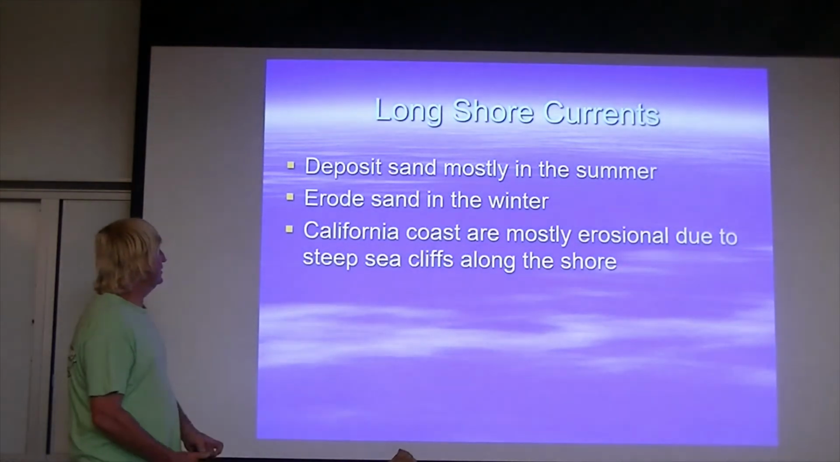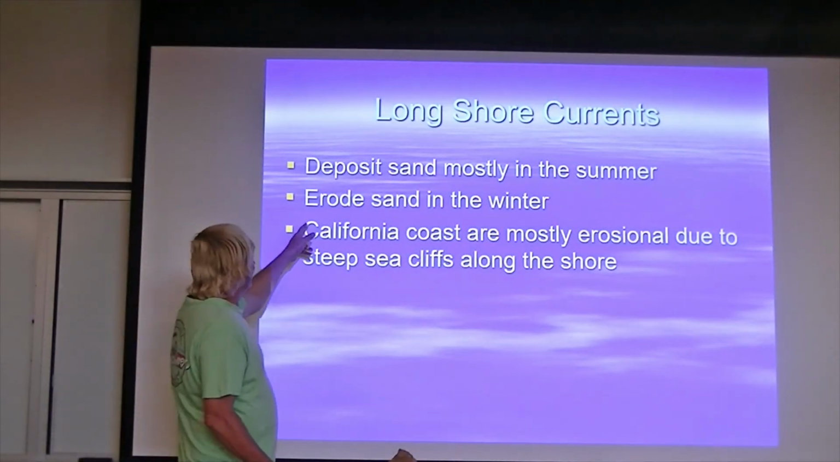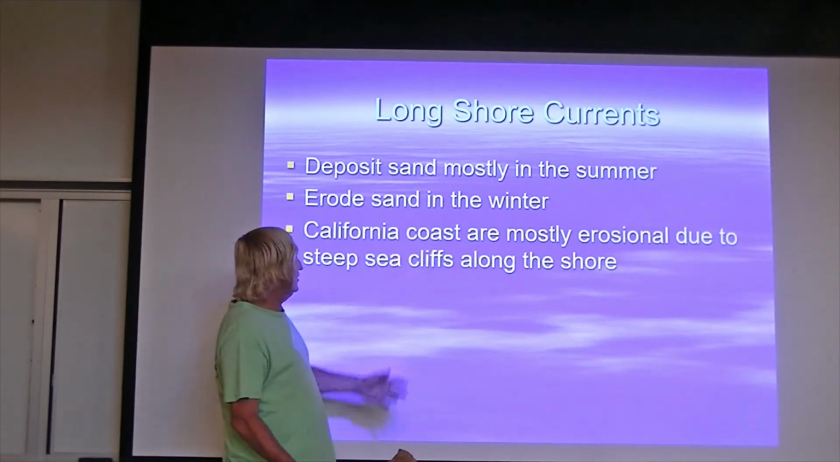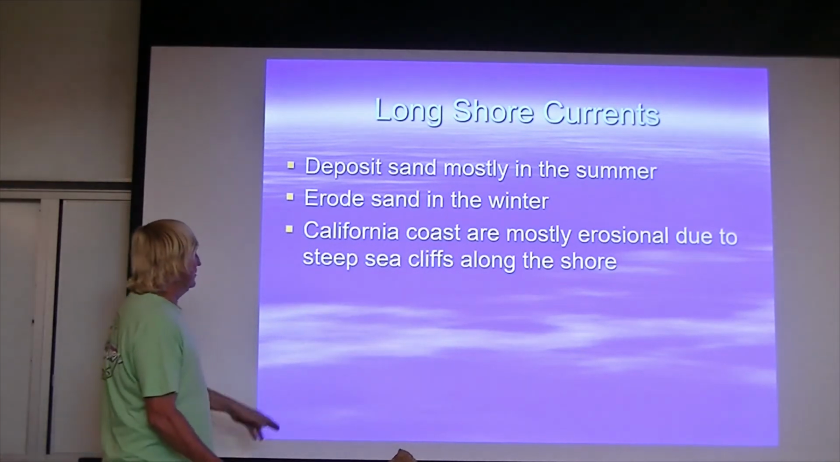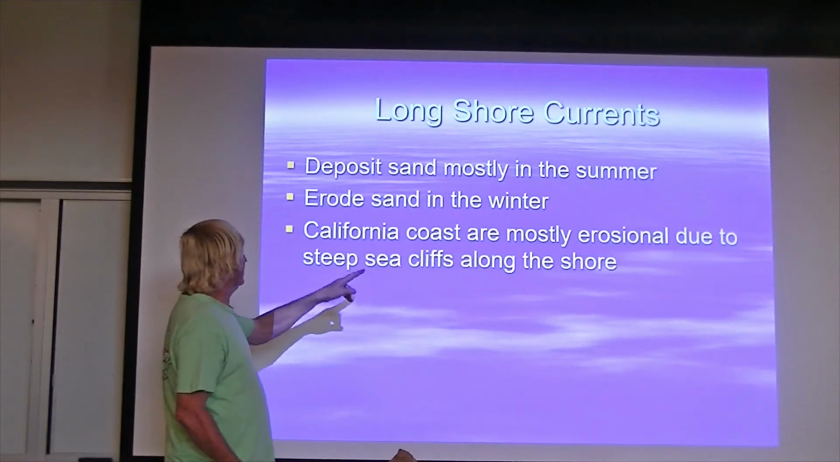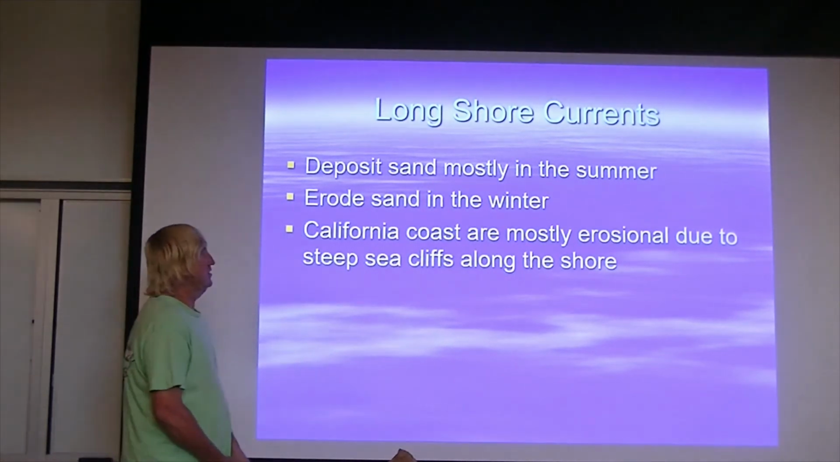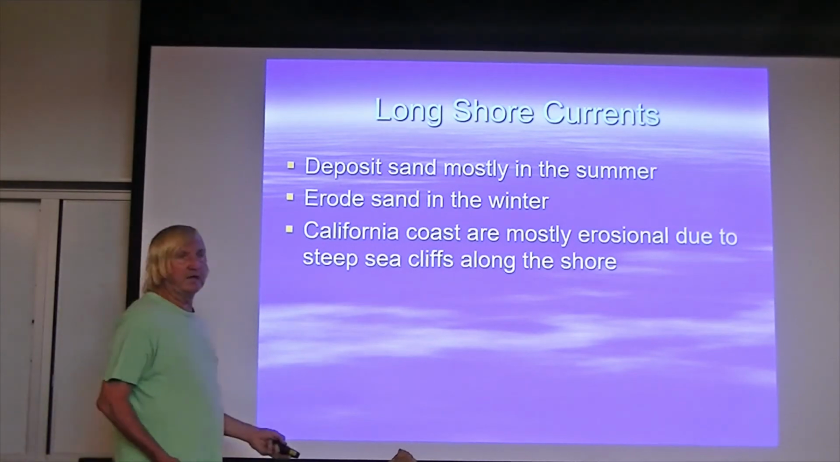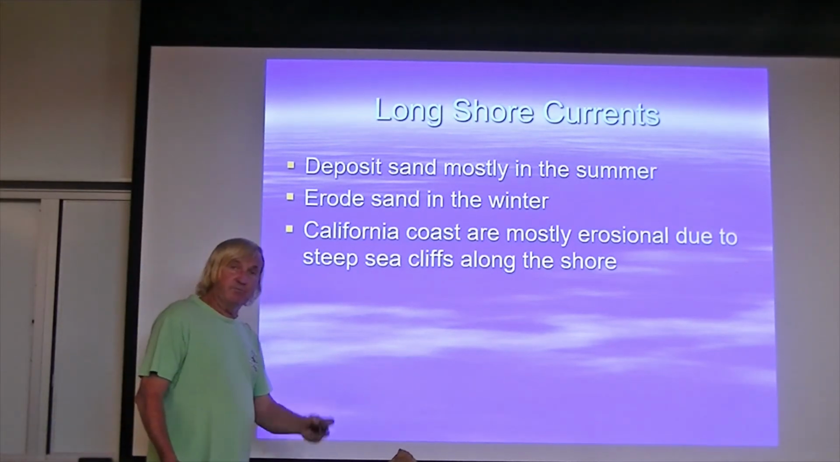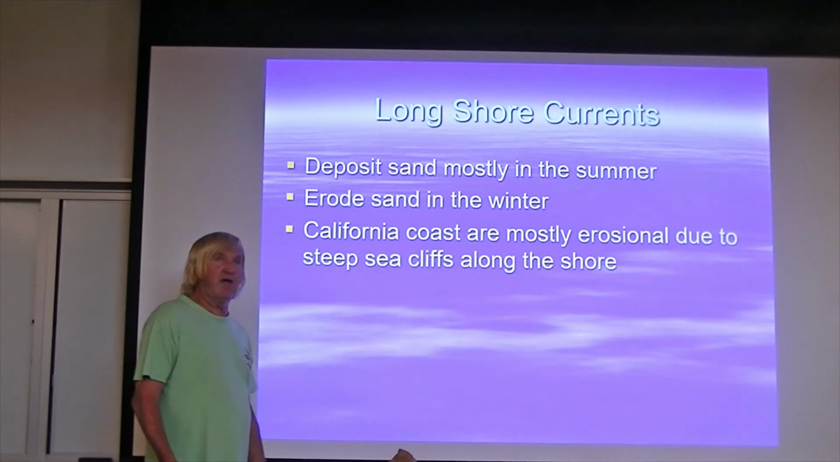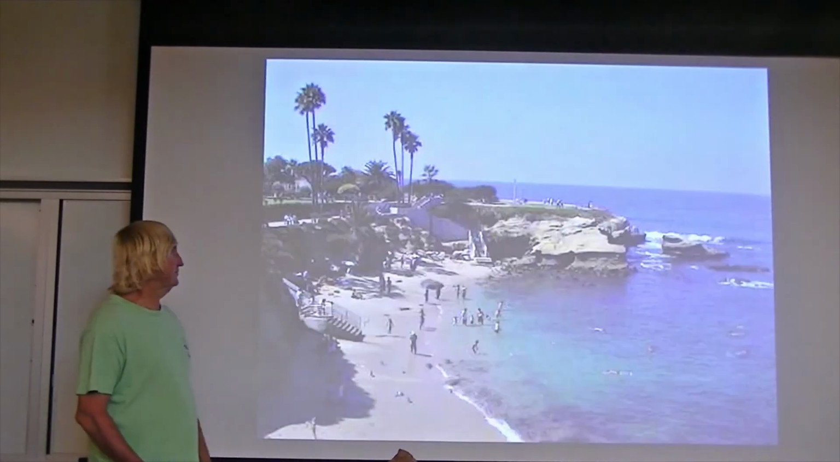So longshore currents deposit the sand mostly in the summertime. A lot of erosion does take place in the wintertime. And so California coasts are mostly erosional due to the steep sea cliffs along the seashore. So we're not really an environment that favors beaches. So the few beaches that we do have, we should protect.